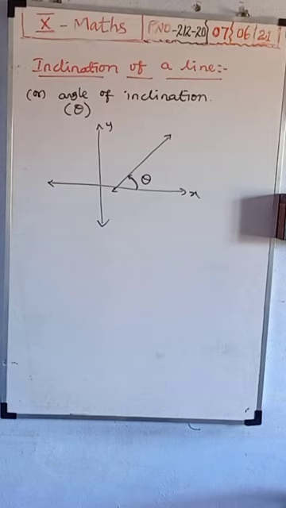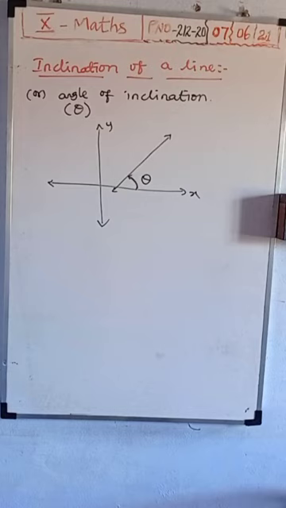There are four quadrants: first quadrant, second quadrant, third quadrant, fourth quadrant. First quadrant means 0 degree to below 90 degree. Second quadrant means above 90 degree, below 180 degree. Third quadrant means above 180 degree, below 270 degree. Fourth quadrant means above 270 degree, below 360 degree.